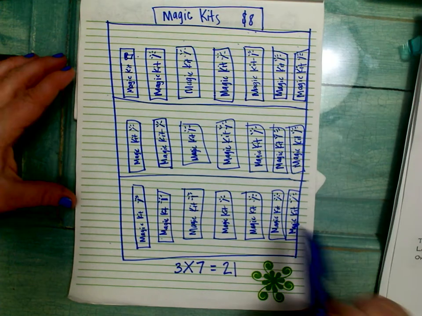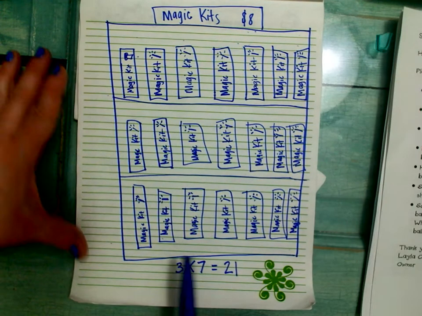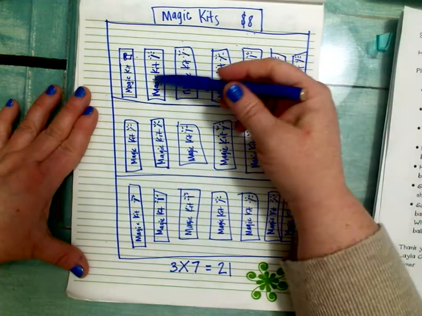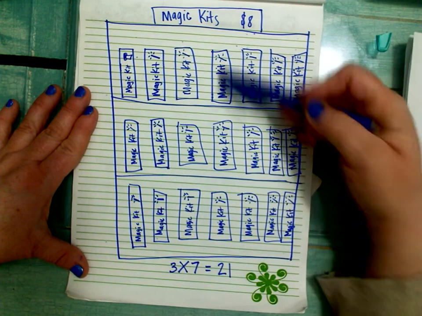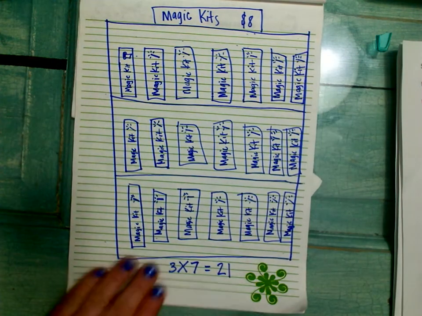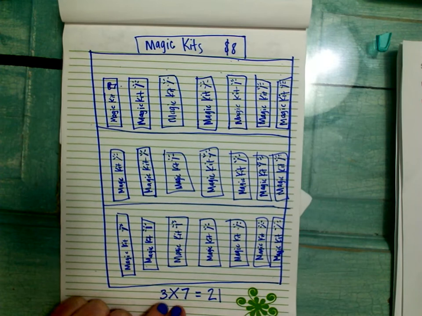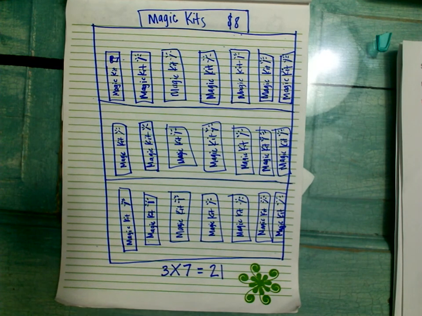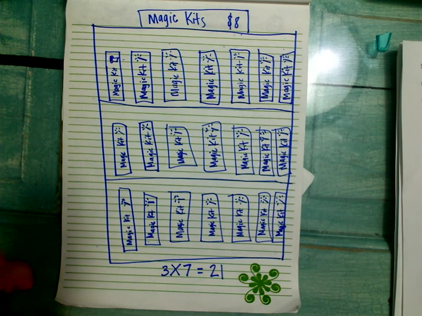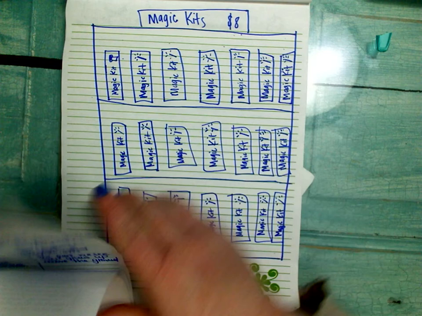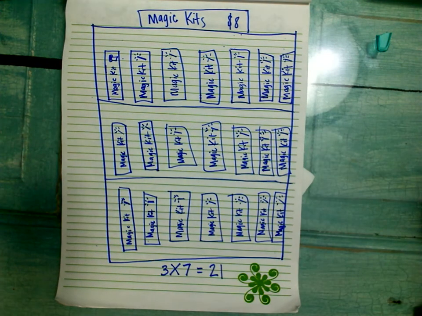Right? So, for the magic kits, I had 3 shelves. 1, 2, 3. With 7 kits on each shelf. 1, 2, 3, 4, 5, 6, 7. So it should look like an array of the multiplication problem you gave us. Okay? If it doesn't look like that array, then you might want to go back and fix it. And that's something else you can do today. After you finish those 2 shelves, that's all you have to do today. Tomorrow, you'll do your budget.